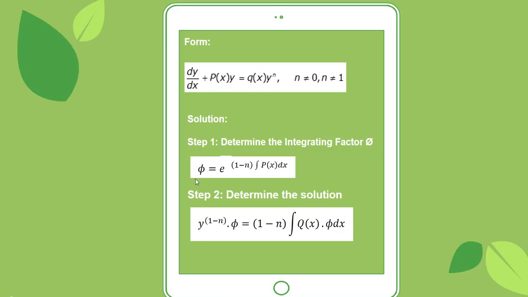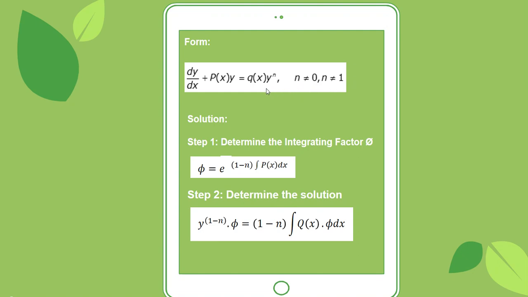So for a Bernoulli equation, we need only to look into the form, or if the form is not yet written in this manner, you have to make sure that if you want to solve a DE using the procedures below, you have already established that it is a Bernoulli's equation. So you still have the derivative, and you still have the product of p of x y, just like in linear DE. And on the right side, aside from the q of x, you will now have the y raised to n, where this n should not be equal to 0 and should not be equal to 1.